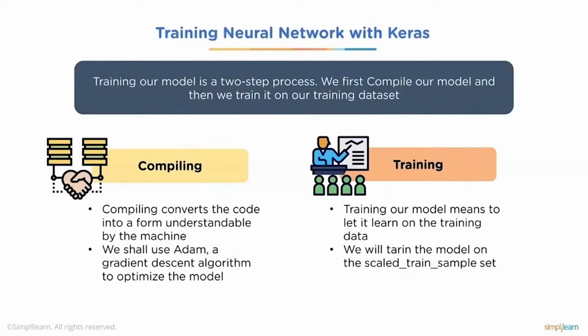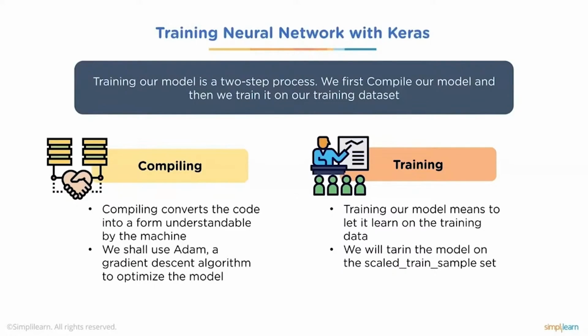Training our model is a 2-step process. We first compile our model, and then we train it on our training data set. Compiling converts the code into a form understandable by machine. We used Adam in the last example, a gradient descent algorithm, to optimize the model, and then we trained our model, which means we let it learn on training data. I actually had that a little backwards there, but this is what we just did.